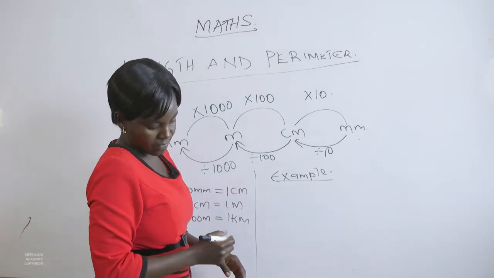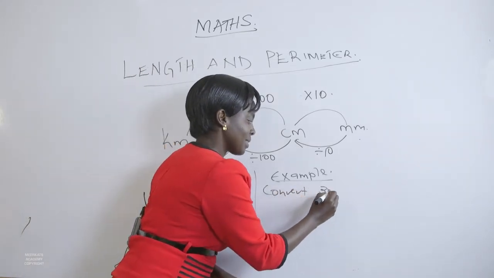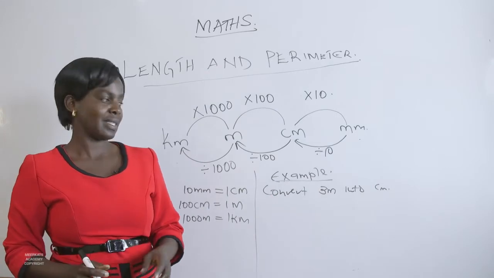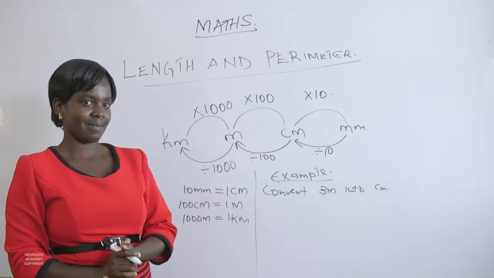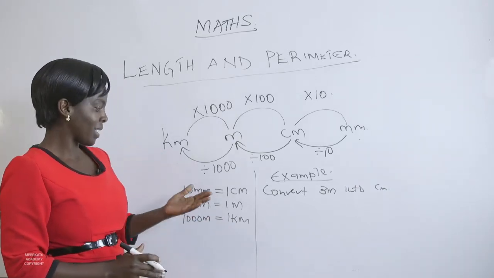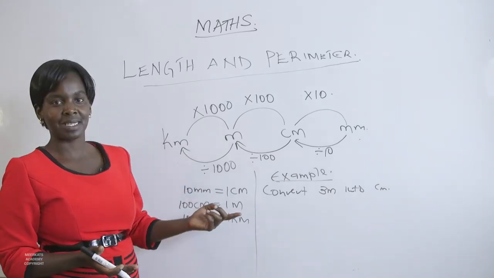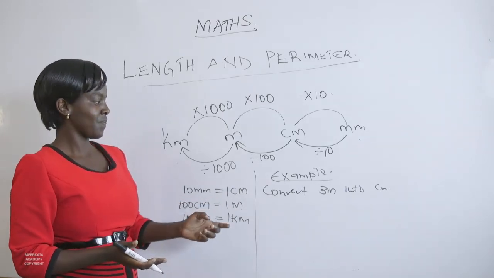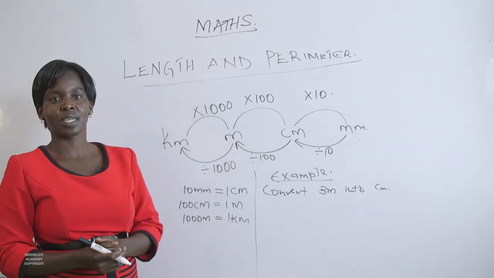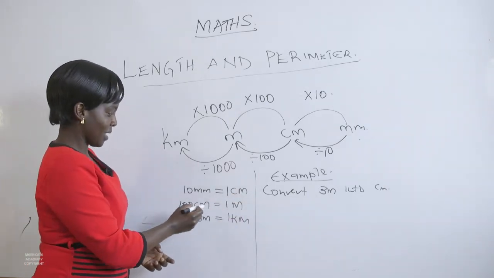An example is this one. Convert 3 meters into centimeters. How are we going to convert 3 meters into centimeters? You can check on the board and see which one will be appropriate for us. Is it 10 millimeters, going from millimeters to centimeters? Or are we going from centimeters to meters? Or are we going from meters to kilometers, 1,000 meters? You realize that where we are supposed to be is at this point here.